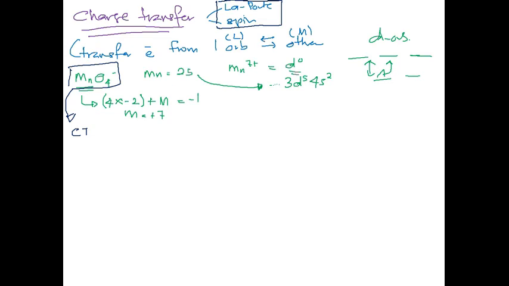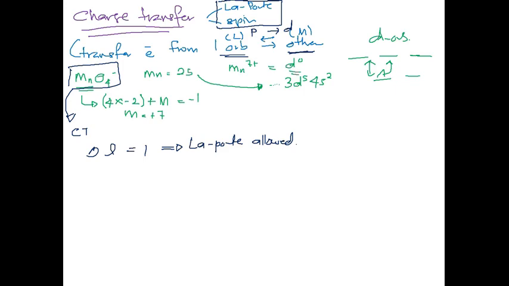So if we look here, clearly in the Laporte rule the electrons transfer from one orbital to another orbital. So if it goes from P to D, for example, the delta L will be equal to 1. So when delta L equals 1, it means that it is a Laporte allowed transition.